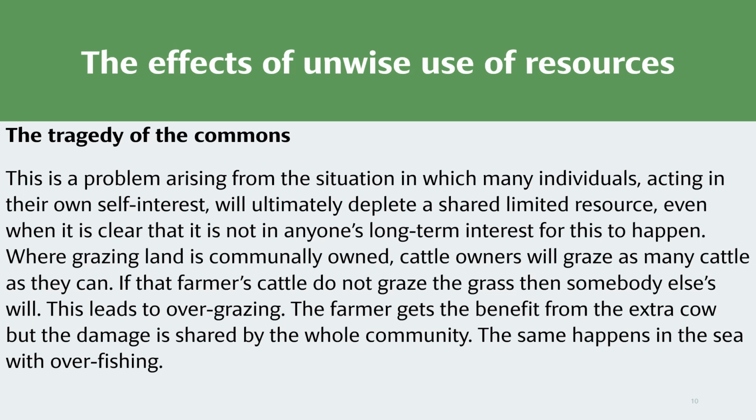Where grazing land is communally owned, cattle owners will graze as many cattle as they can. If that farmer's cattle do not graze the grass, then somebody else's will. This leads to overgrazing. The farmer gets the benefit from the extra cow, but the damage is shared by the whole community. The same happens in the sea with overfishing.